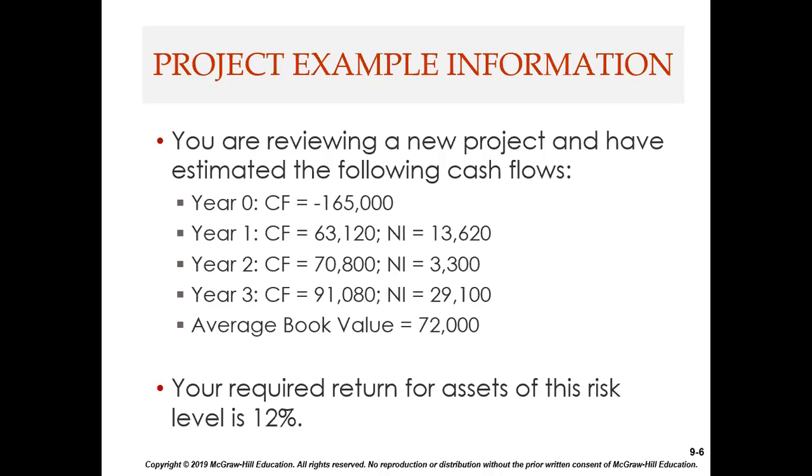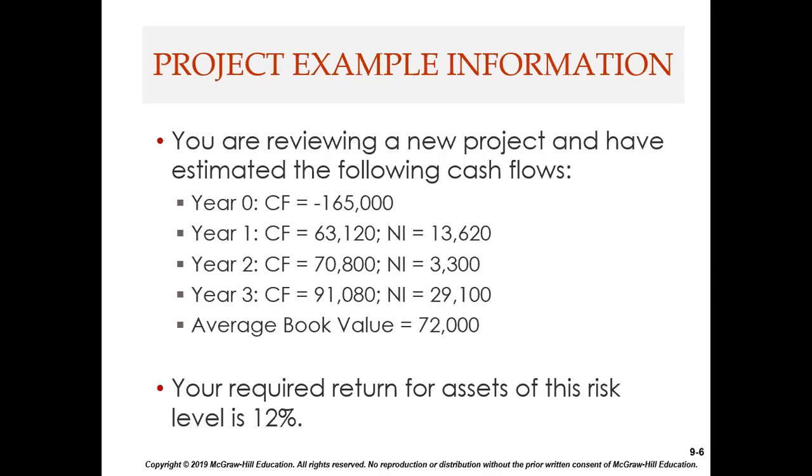So N will be 3. Our future value, 91,080. Arrow up, present value. Solve for it is 64,829. So if we add those three present values together of those future cash flows, I get 56,357 plus 56,441 plus 64,829. The present value of this project is 177,627.